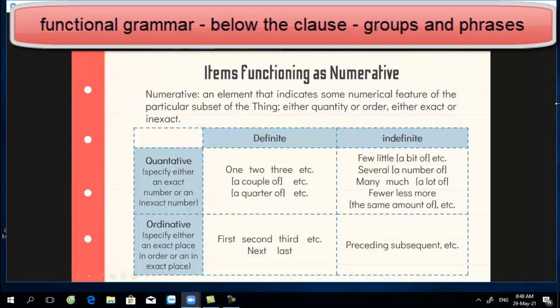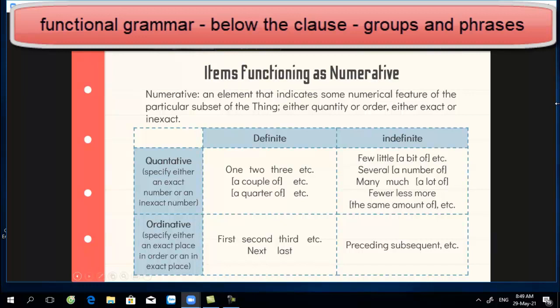And we are moving to the numerative. The numerative element indicates some numeral feature of the subset, either quantity or order, either exact or inexact. So the numeratives are given in the table on the screen. So we can see the quantitative numerative specifies either an exact number.